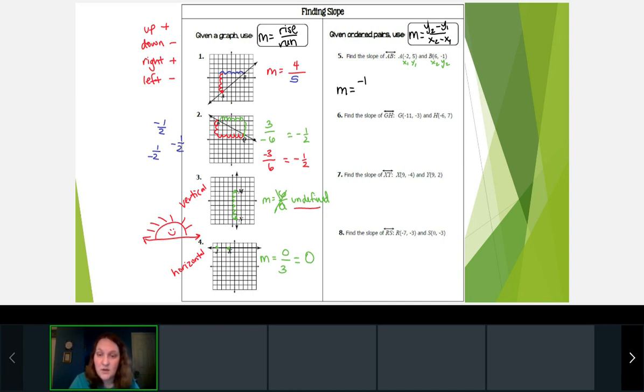y2 is -1, y1 is 5, x2 is 6, and x1 is -2. So -1 minus 5 is -6. 6 minus -2, well, it's really 6 plus 2, 8. And then simplify your answer. -6/8 is -3/4. So if you were to graph this line, your line would be going downhill because it's negative. That's not part of the question, but it's just a way to visualize it.